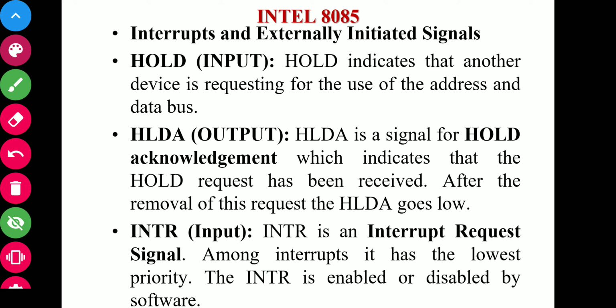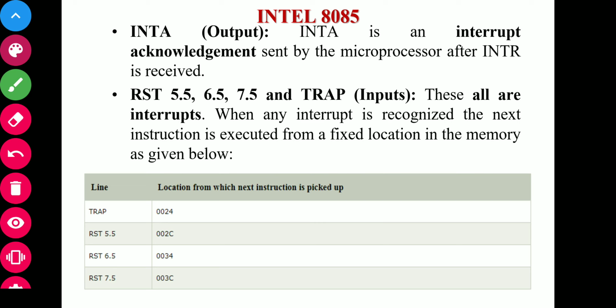Among interrupts, it has the lowest priority. The INTR is enabled or disabled by software. INTA. INTA is an interrupt acknowledgement sent by the microprocessor after INTR is received. It is like hold and HLDA. Then RST 5.5, 6.5 and 7.5 and TRAP. These are all the interrupts. When the interrupt is recognized, the next instruction is executed from a fixed location in the memory as given below.